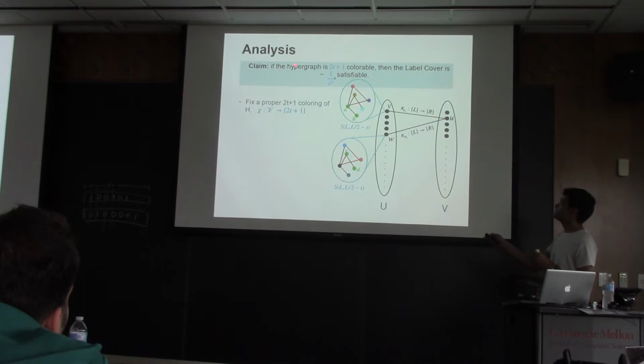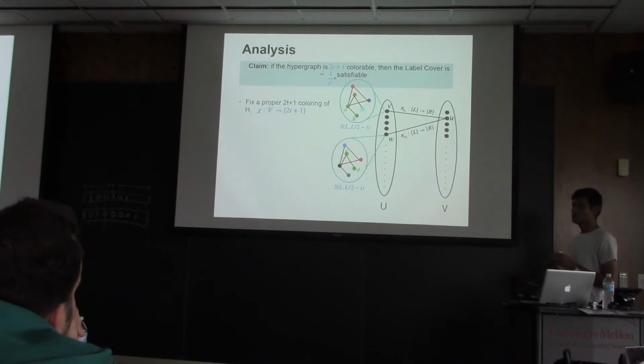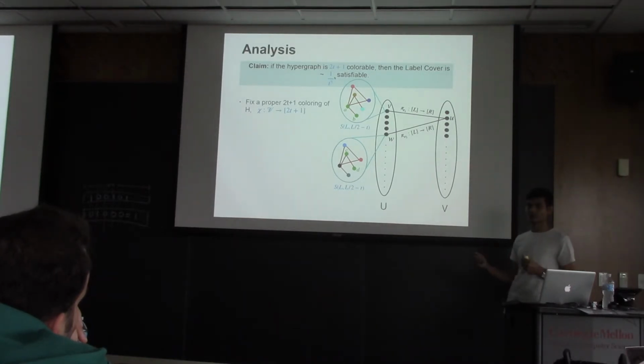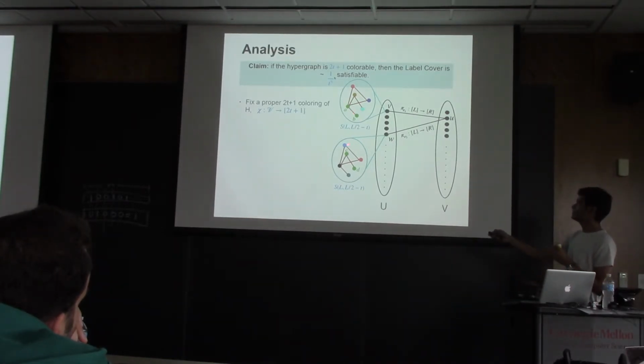So let's see. Fix the 2t plus 1 coloring of our hypergraph. Remember, these are the vertices of our hypergraph. Now, every cloud was a copy of a Schreiber graph, right? And what we know is that the chromatic number of the Schreiber graph is 2t plus 2 with these parameters L and L over 2 minus t. So in every cloud, you will see at least one monochromatic edge. This edge is from the Schreiber graph. Okay, so in every cloud you will see one monochromatic edge.